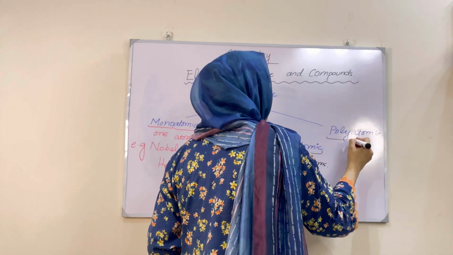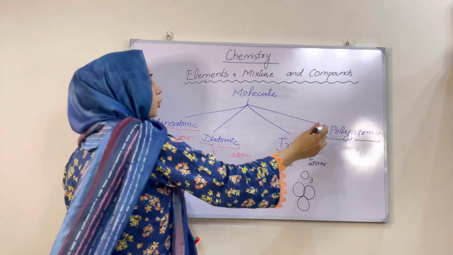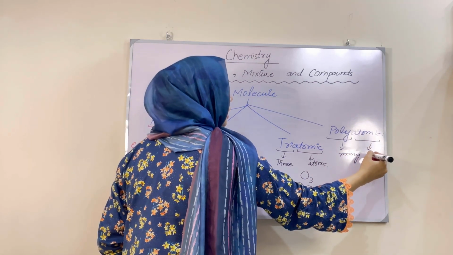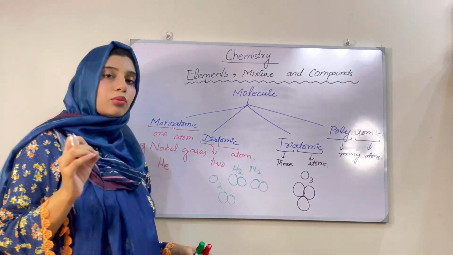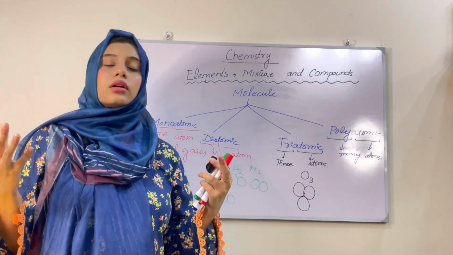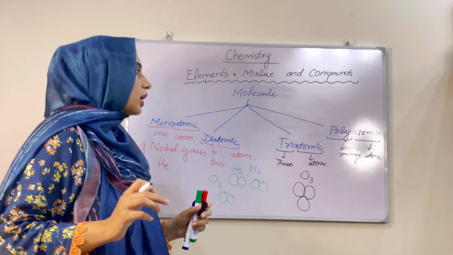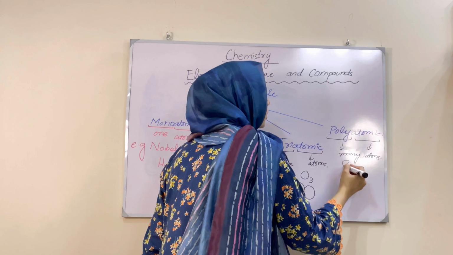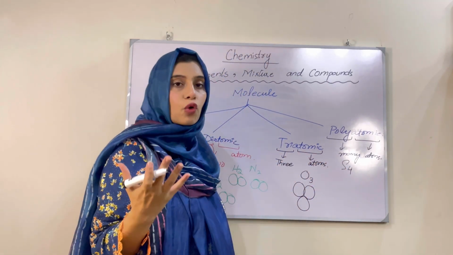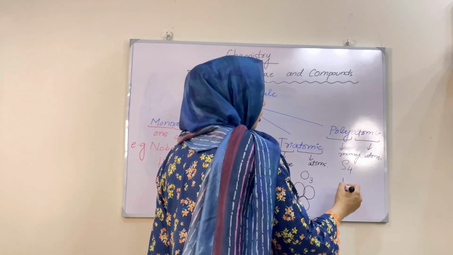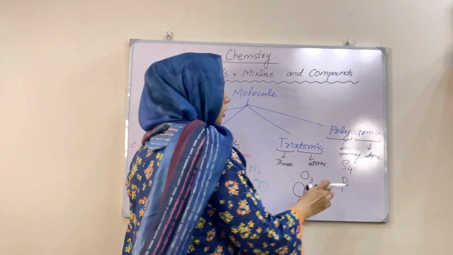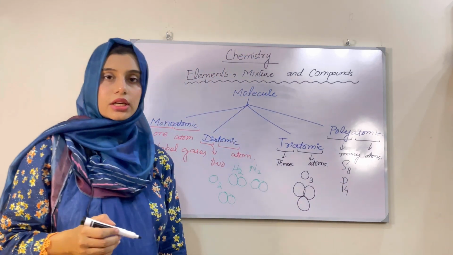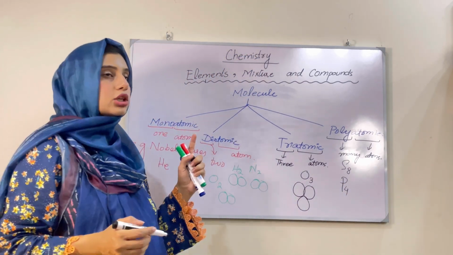And last one is polyatomic. Poly means many and atomic means atoms. So when any molecule has more than 3 atoms, it is known as polyatomic, which means many atoms. For example, sulfur, S8, has 8 atoms, and phosphorus, P4, has 4 atoms. So these are called polyatomic molecules.